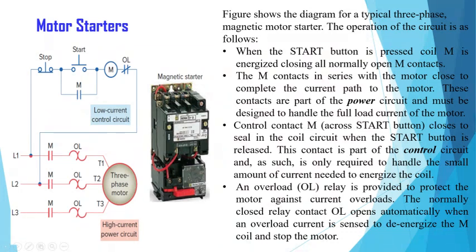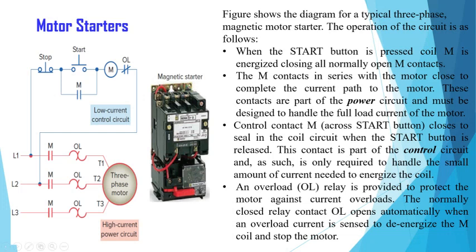When the start button is pressed, coil M gets energized. When the coil M is energized, it closes all normally open M contacts. So these three M contacts which are normally open get closed. The M contacts which are in series with the motor close to complete the current path to the motor. So these contacts are part of the power circuit and must be designed to handle the full load current of the motor.